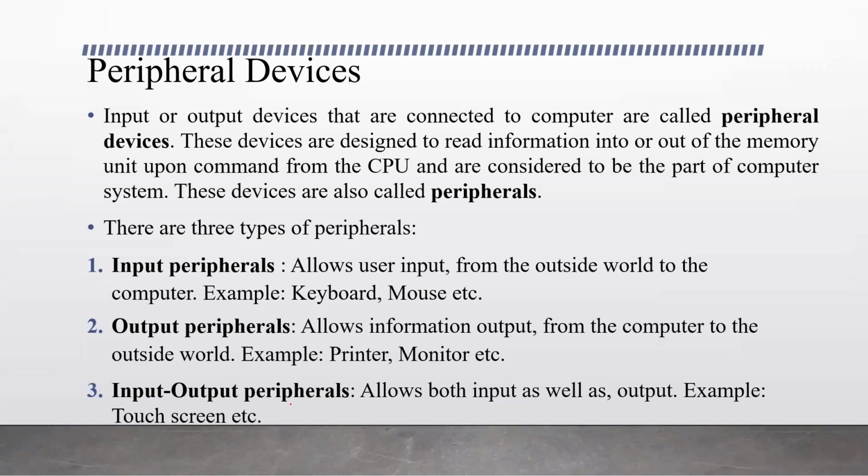So this way, even the computers that have speakers with built-in microphones: through the microphone, audio input is taken, and through the speaker, audio output is given. So the devices that act as input and output are called input-output peripherals. These are all the input and output devices that are connected to the computer to communicate with the internal components of the computer, called peripheral devices. There are input peripherals, output peripherals, and input-output peripherals.